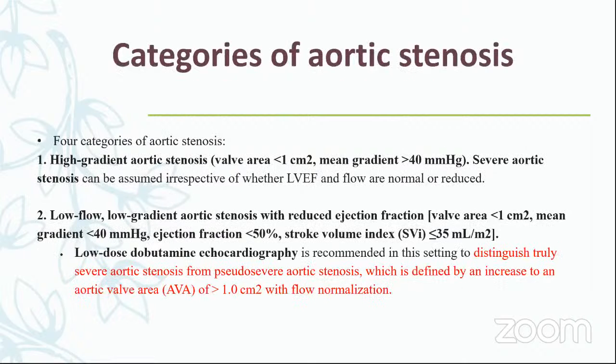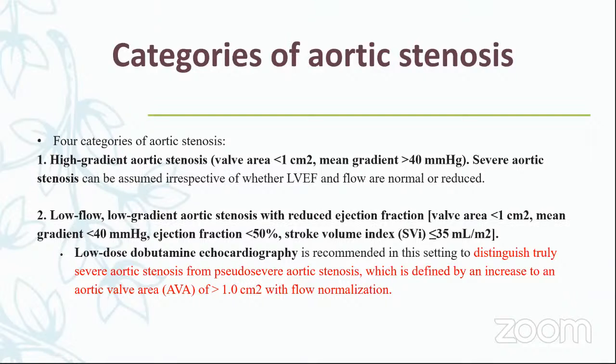There are 4 categories of aortic stenosis. High gradient aortic stenosis, in which the area is less than 1 and the gradient is more than 40. So this is considered severe AS irrespective of the ejection fraction.